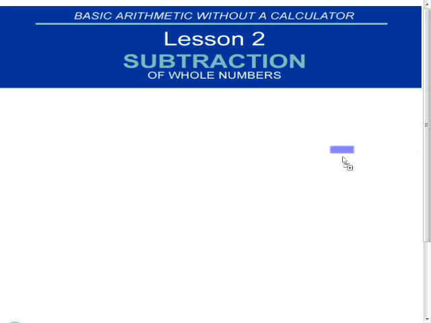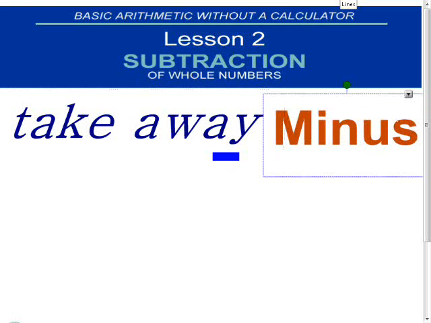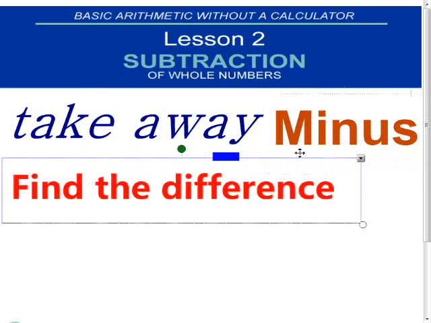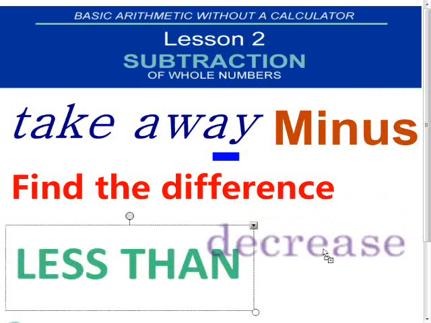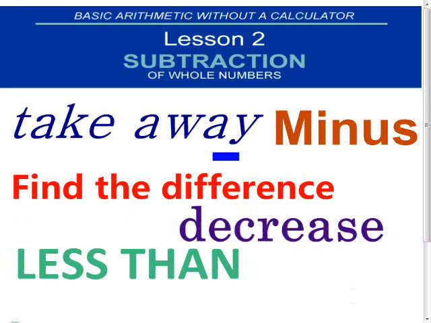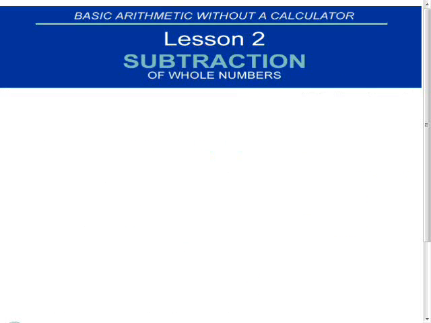When we talk about subtraction, we talk about this symbol, the minus sign. And some of the words used for subtraction are take away, minus, find the difference, less than, and decrease. But no matter how you say it, it all means the same thing. You're taking one quantity of something away from another quantity.